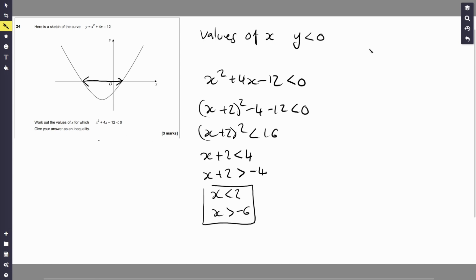But we can simplify this further into just one inequality. So I'm going to do that now. I'm going to say that minus 6 is less than x, which is less than 2. And I've basically just combined these inequalities together to give us this in a black box this time for my answer. And there it is. Last question of the day.